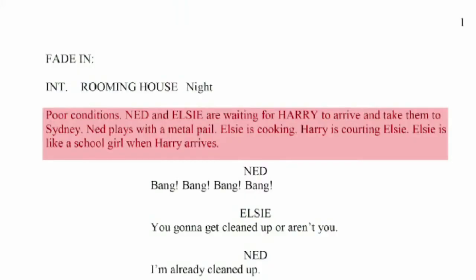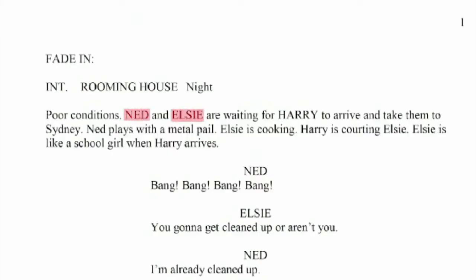A script will then provide a short description of the action of the scene, left justified, detailing what is happening on the screen and which characters, if any, are involved. The description of the action is single-spaced in present tense and follows standard rules of capitalization. The first time a speaking part is listed in the scene description, the character's name is entirely capitalized, while subsequent listings in the screen description adhere to regular capitalization rules. In our example, we have Ned, Elsie, and Harry, all capitalized at first.